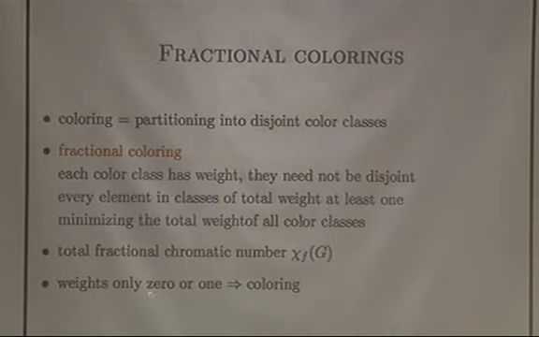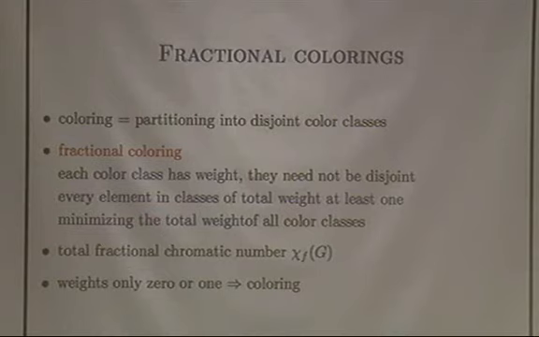So if we restrict the weights to be only 0 or 1, we're getting an ordinary coloring. And if we don't restrict, then we probably can use independent sets of less total weight than the chromatic number, and this minimum is called the total fractional chromatic number of a graph.